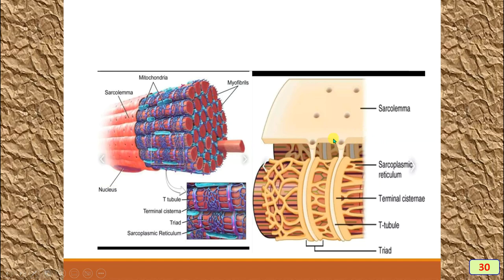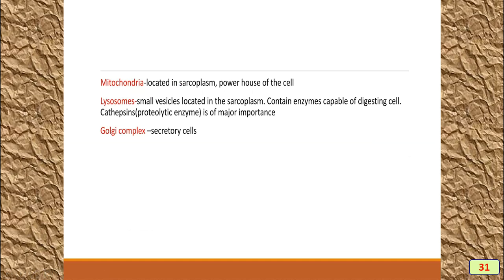So, going into more detailed cross section, this entire outer coat is called the sarcolemma. Then inside is the sarcoplasmic reticulum, instead of the endoplasmic reticulum of a cell. This is the sarcoplasmic reticulum, and the terminal cisternae are present, followed by the T tubule and triad. Here you can see that the sarcoplasmic reticulum is surrounding the muscle fibers. Then mitochondria are located in the sarcoplasm, which are the powerhouse of every cell, including the muscle cells.